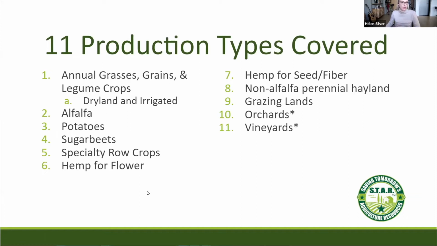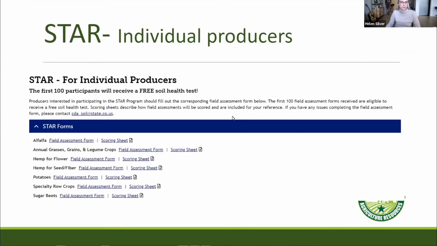So we worked hard over the past year to develop 11 field forms and scoring sheets that cover hopefully all of the production types in Colorado. I think that there's at least 1 missing. The 2 that are being developed this month are orchards and vineyards. So if you all have folks that you'll be working with in that production type, just reach out to me or Ryan. And also non-alfalfa perennial hayland will be posted shortly. This is just a reminder of the STAR for individual producers that we hope you'll promote in your districts.